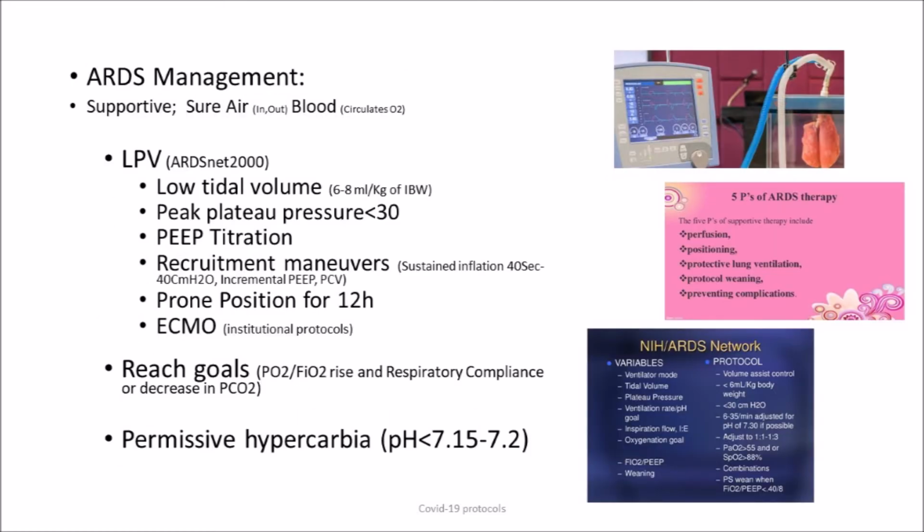ARDS is managed as per the Acute Respiratory Distress Syndrome Network 2000 protocol, adhering to low tidal volume of 6 ml per kg of ideal body weight and low peak pressure, titrating PEEP in accordance to FiO2. Recruitment maneuvers, prone position, and ECMO are all advised. The goal should be a rise in PF ratio and respiratory compliance, or a decrease in PCO2. Permissive hypercapnia is allowed by monitoring pH to as low as 7.15.